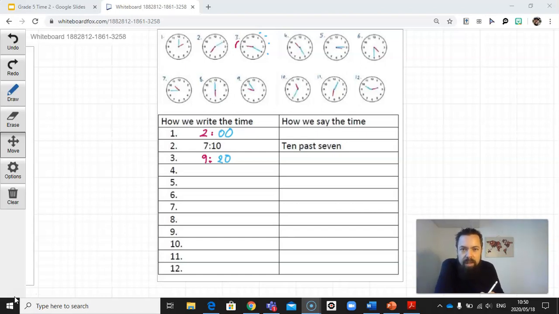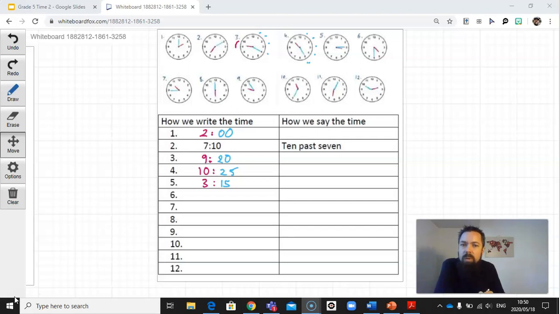For 4, the hour hand is after the 10, but not at the 11. So it's going to be 10. And the minute hand is over here. So that's 5, 10, 15, 20, 25. So it's 10:25. Number 5, we're looking at the hour hand being after the 3, but not at the 4. And the minute hand is pointing at the 3, so that's 5, 10, 15.